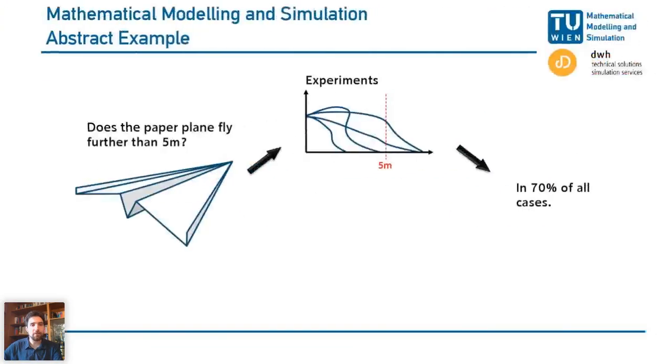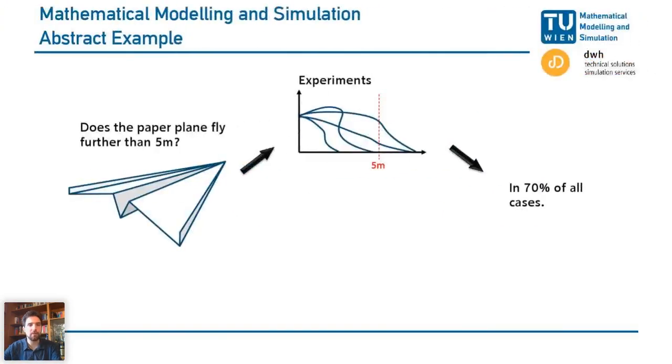Okay, now you change the paper plane. You increase probably the wingspan of the paper plane. Okay, you again perform some experiments, and you find out that in 70% of all cases now it was further than 5 meters, and you're happy with that.